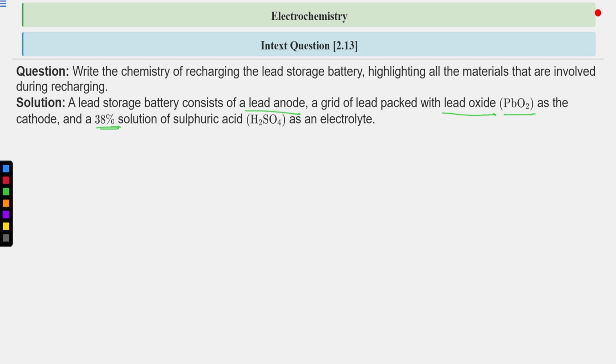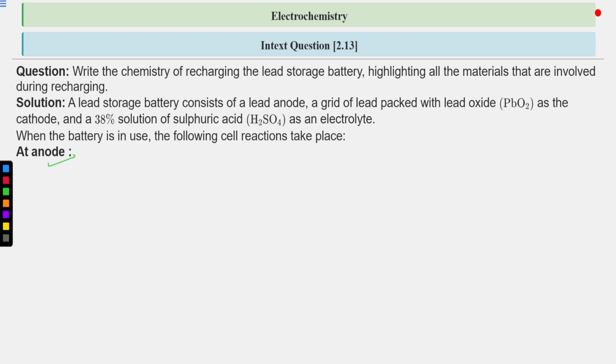So, a lead storage battery consists of a lead anode. Okay, the anode is made up of lead, that is Pb. A grid of lead packed with the lead oxide PbO2, and this we will use as cathode, and a 38% solution of the sulfuric acid, that means H2SO4, we will use as an electrolyte in the lead storage battery. When the battery is in use, okay, that means we are using it, that means it is discharging. The following cell reaction takes place.